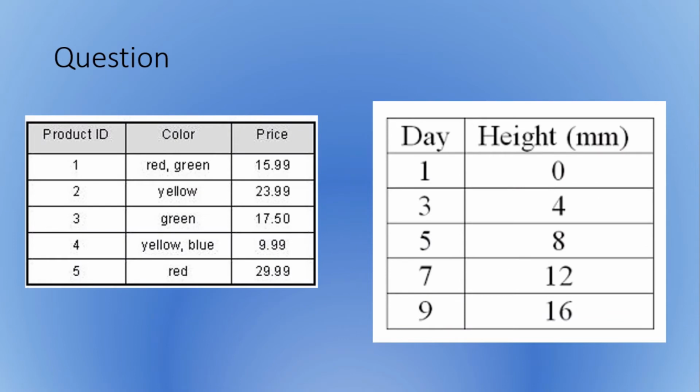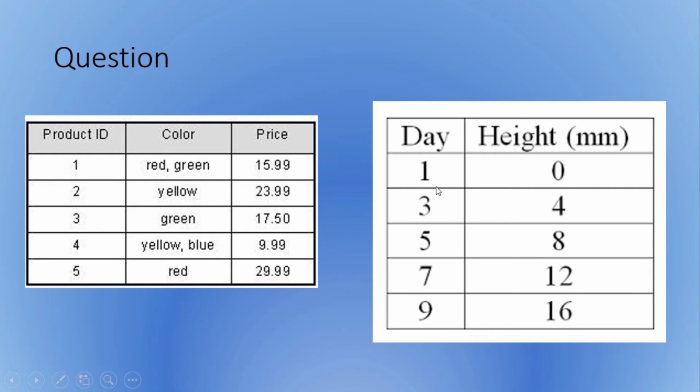Therefore, I have provided these 2 tables as questions for you. You can practice those questions. Let's discuss a bit about it. In the first table, how many columns do I have? I have 1 column, 2 columns, and 3 columns. How many rows? 1, 2, 3, 4, 5, 6. I have 3 columns and 6 rows.